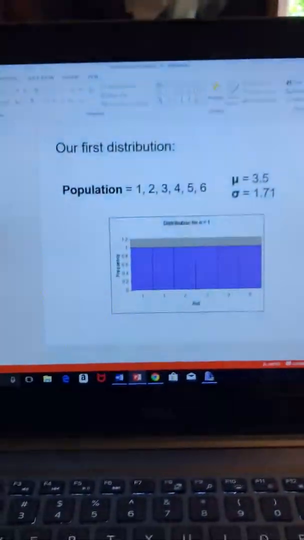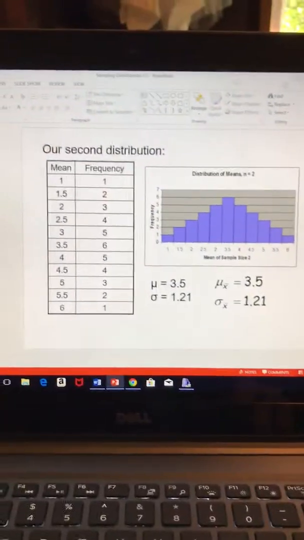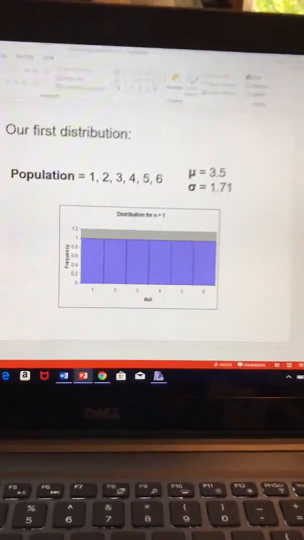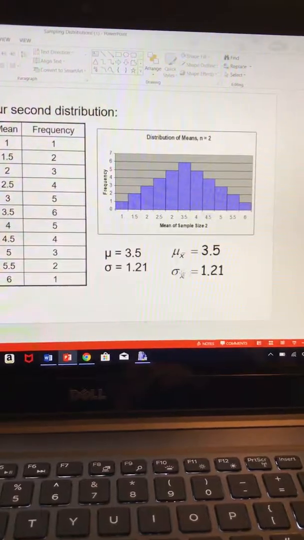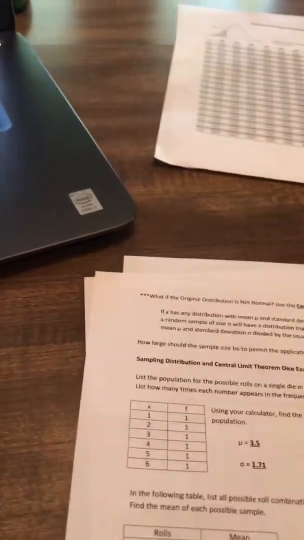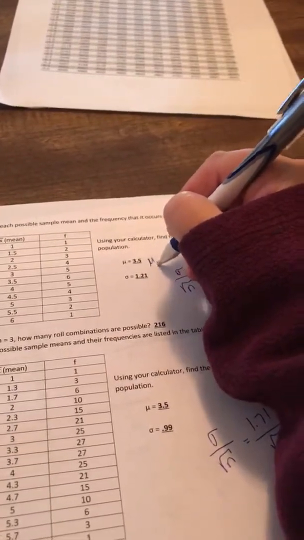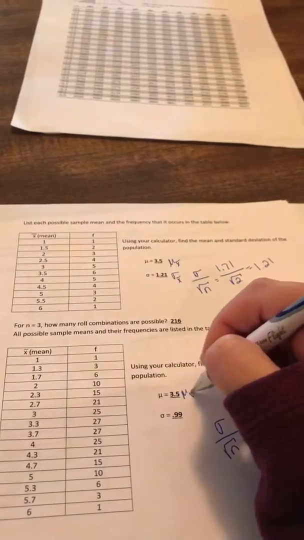So let me find that. I changed this for the dice. This was our original distribution. This is our new notation. So I just added that over here. So if you wanted, you could add that to your notes. What this is really called is mu sub x bar, which is the same as mu, and this is actually called sigma sub x bar. And same thing here. This is mu x bar. This is sigma x bar.